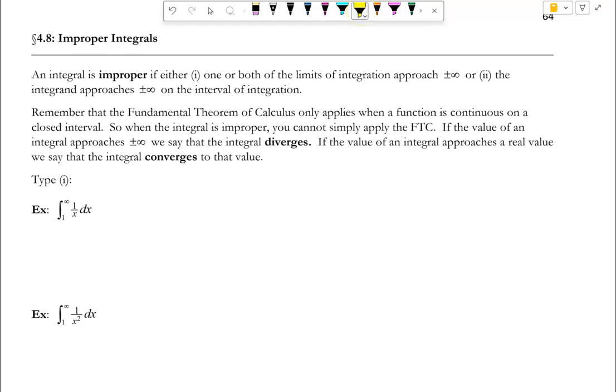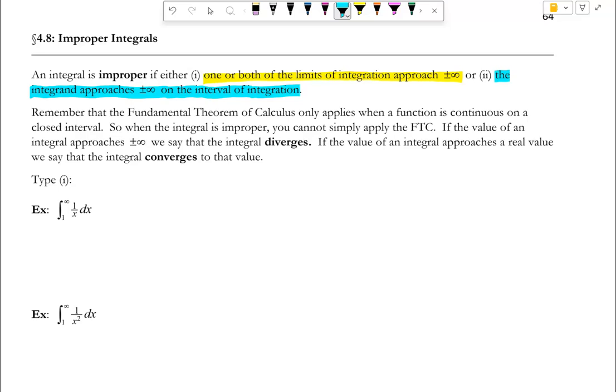In section 4.8, we are working with improper integrals. So an integral is an improper integral if either one or both of the limits of integration approach positive or negative infinity. So that is one type of improper integral that is typically easier to spot. But the second type of improper integral is when the integrand approaches positive or negative infinity on the interval of integration.